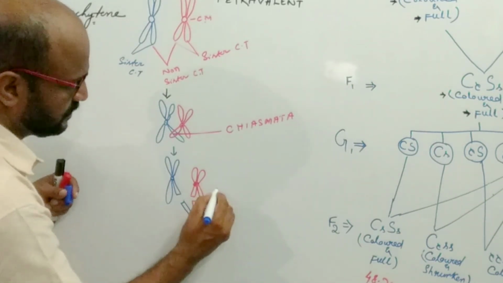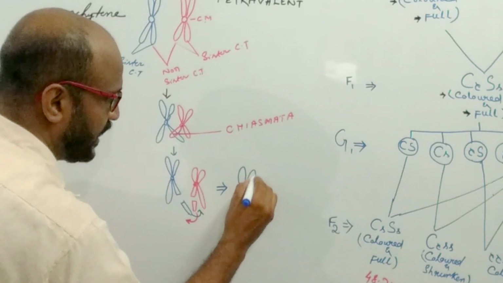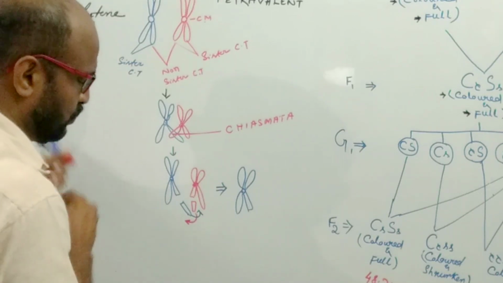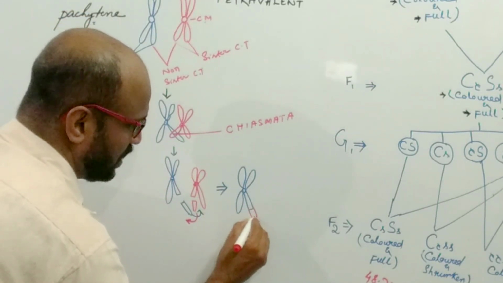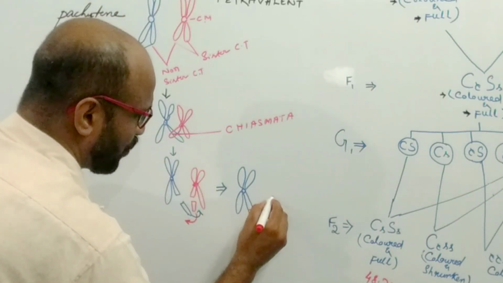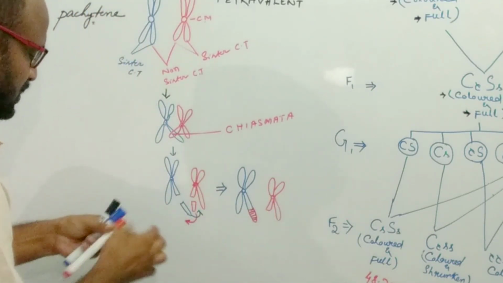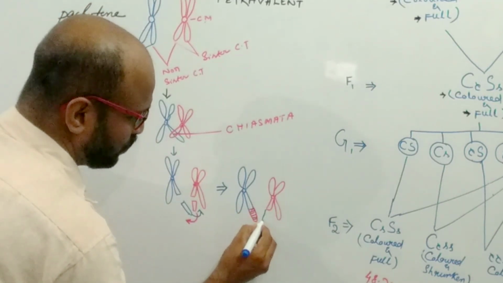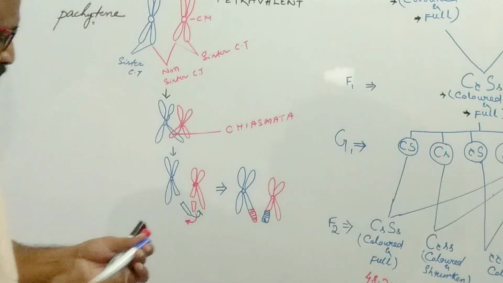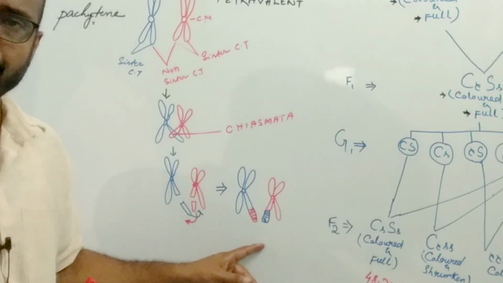So what happened here? Now the blue chromosome has half of the chromatid having a red chromosomal part. So this is the red chromosomal part, and this is the recombination. And the red chromosome has some portion of the blue chromosome or blue chromatid part. So this is the process of crossing over, or the process of recombination.